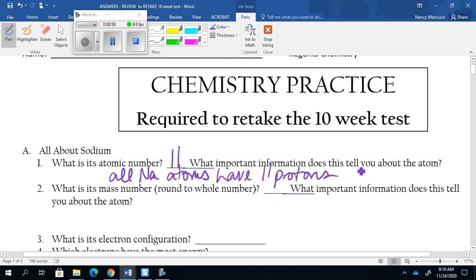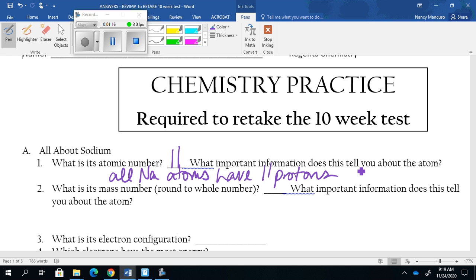So the atomic number is really, really important. It's the identifying feature of an atom. It tells me how many protons it has. And no matter what it is, even if it's an ion, even if it's an isotope, every sodium is going to have 11 protons. All right, what is the mass number? Round to the whole number.